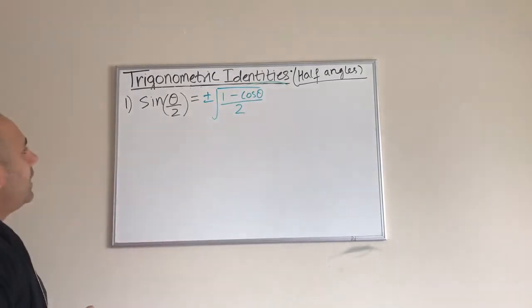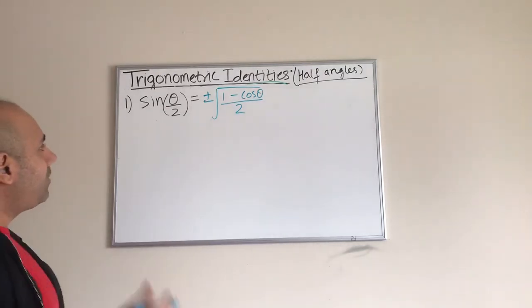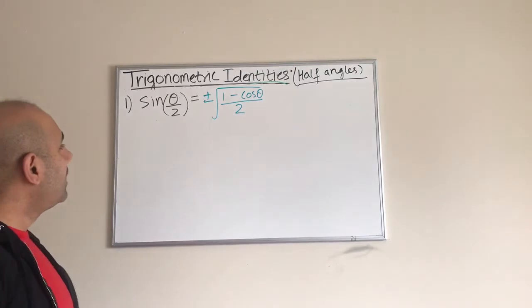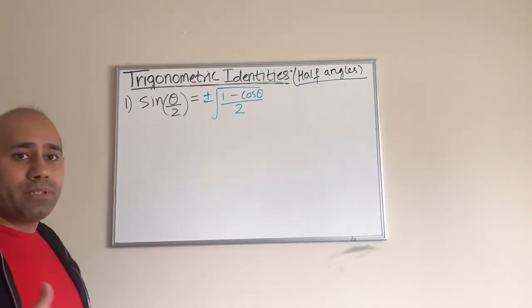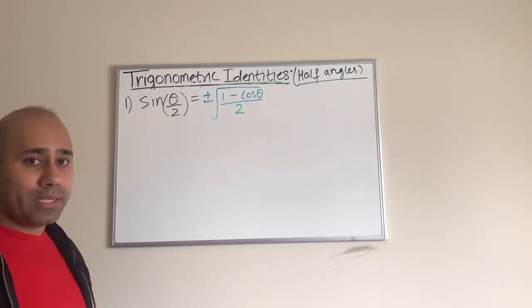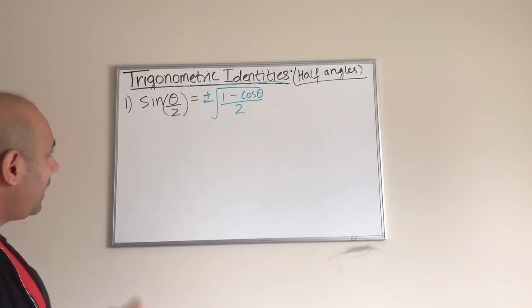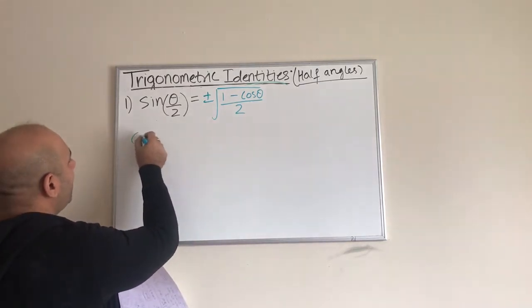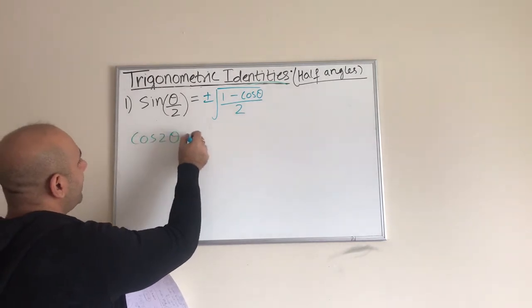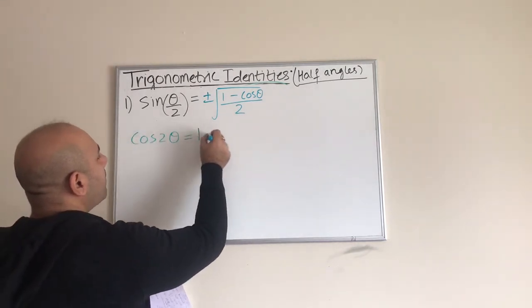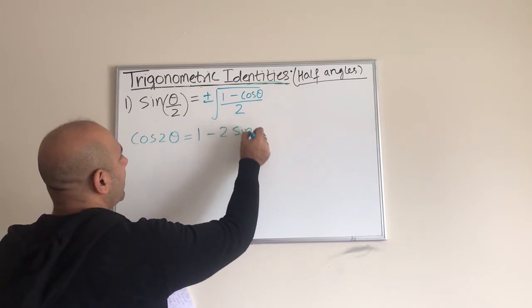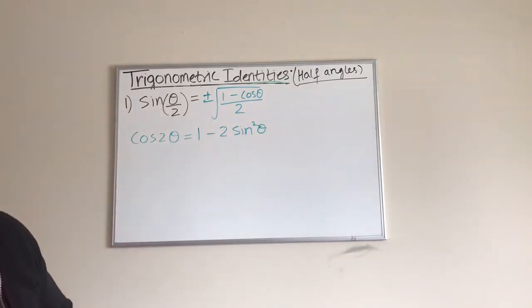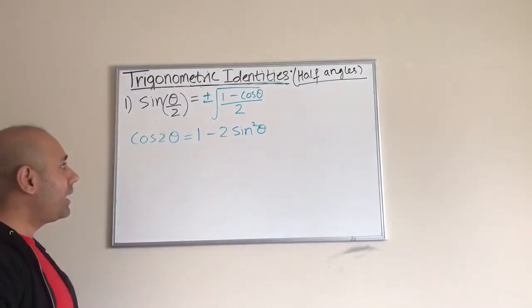Guys, there are a few different ways to verify this, but let us start with something we learned in the previous videos where we talked about the double angles. In the double angles, remember we talked about the fact that the cosine of 2 theta equals 1 minus 2 sine squared theta. Guys, this is from the double angles. We already know this from the previous videos.